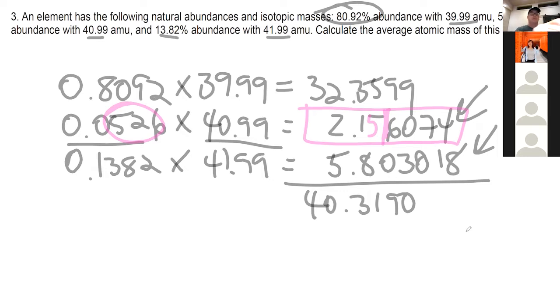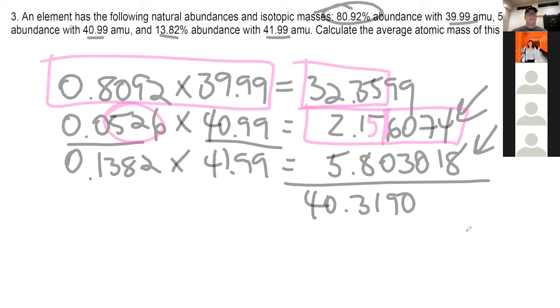So the first number has 4 significant digits. So that also should be right there. And this one also has 4 significant digits. That would be to there. So our final answer should have 2 digits beyond the decimal point. So what would our final answer be?